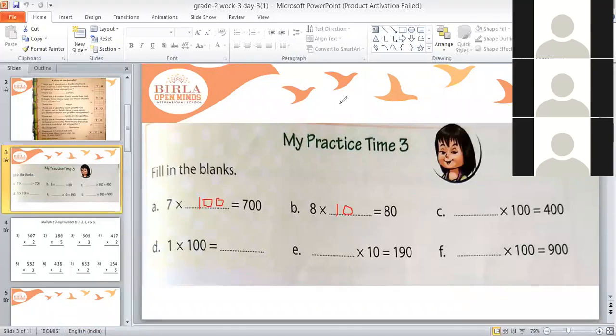Now next. Bilvika. Ma'am, in the third bit, we should multiply 100 with which number to get the answer as 400? 4, ma'am. We should multiply 4 with 100 to get the answer 400. That's correct. Very good.